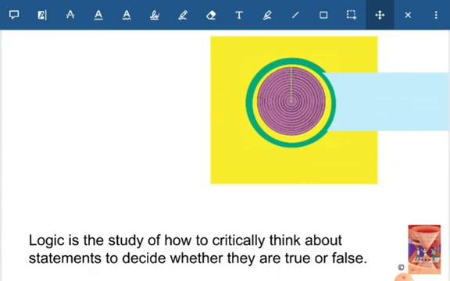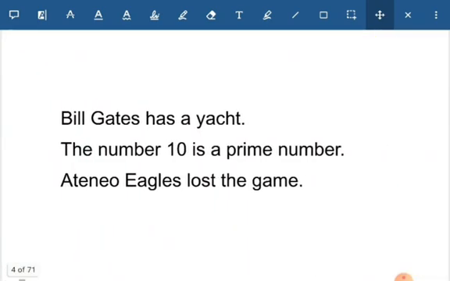Yun ang mission natin in this topic. Kapag binigyan ka ng logical statement, dapat maisip mo kung ito ba ay true or false. Okay? Actually, we always do it in real life. Let me give you an example. Bill Gates has a yacht. How do we verify this?